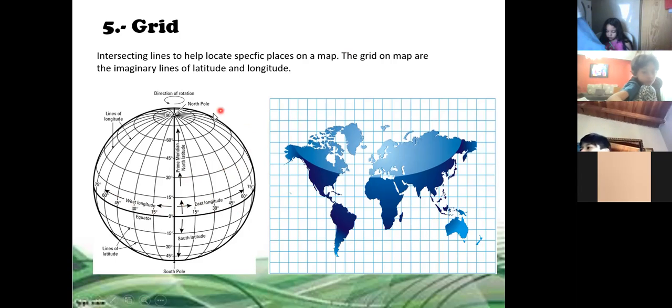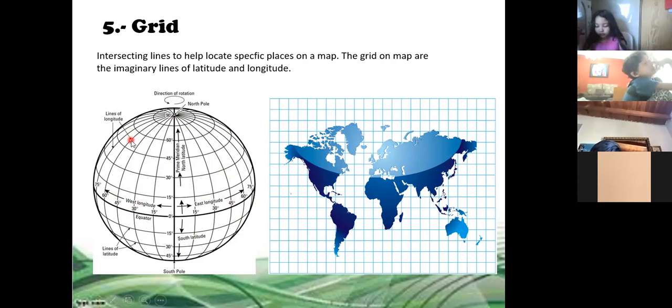For example, look at this. We have the intersecting points. We have the south, the north, the east, and the west. But also we have some lines. Here we have the picture, lines of longitude. These are the lines of longitude. And we have the lines of latitude.